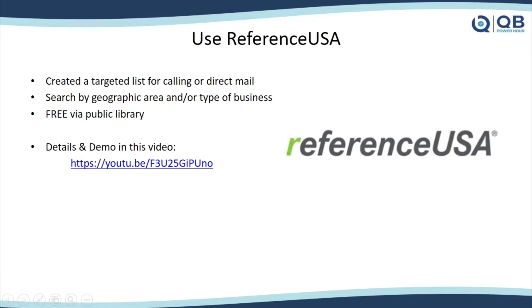Use something called Reference USA. I don't know if you've heard about something like Sales Genie or some of those things where they'll sell you leads and give you a list of leads. You can create your own targeted list for free. You could then call these businesses or send them a direct mail. Unfortunately, it doesn't usually include their email addresses, but it allows you to go in and search by a geographic area and a type of business. Let's say you wanted to look for architects or lawyers in your area. You can go in and search and get this list for free from the public library. So this is a way you can target new businesses.